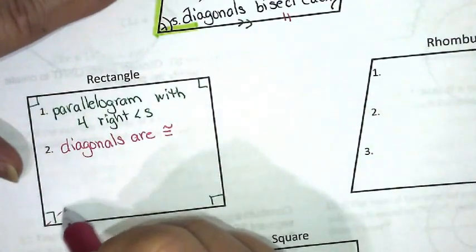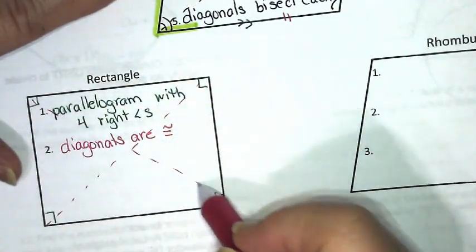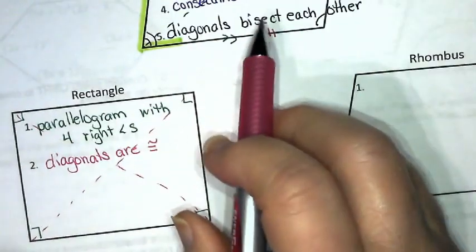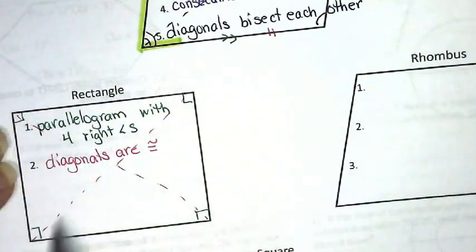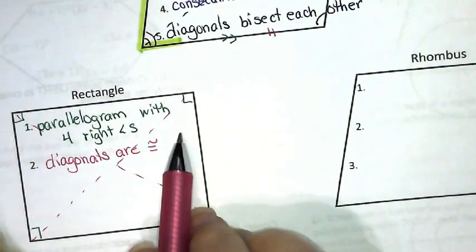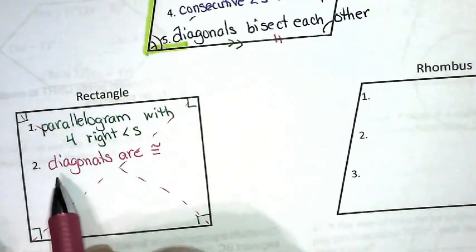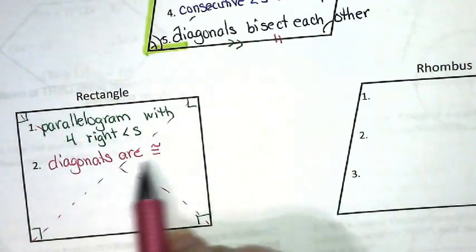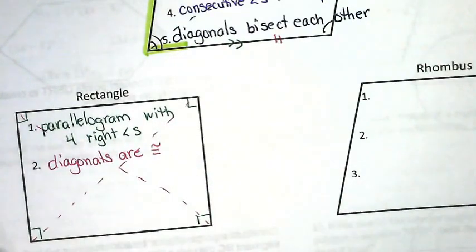So if I connect my diagonals, they still have the characteristic from here that they bisect each other, but now, because it's a rectangle, the diagonals are equal to each other. And when you're practicing, you'll notice that these 2 triangles are congruent and these 2 triangles are congruent. So they have a lot of things in common there.